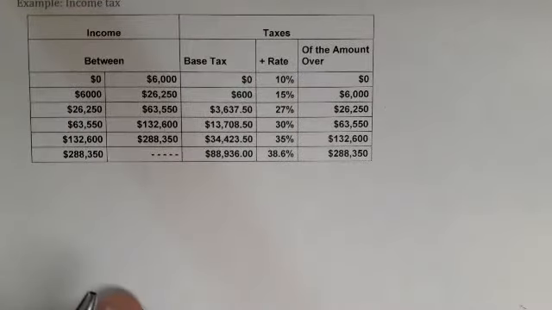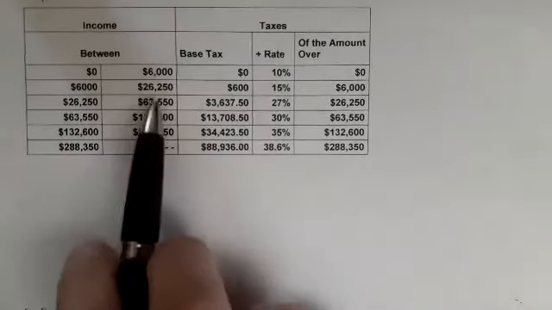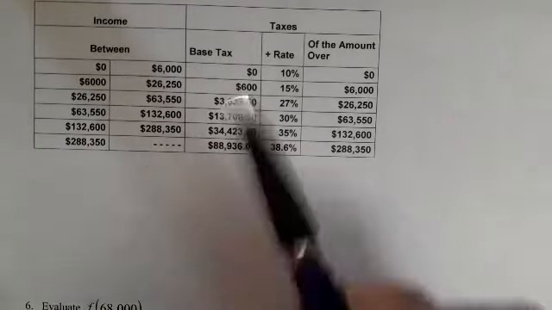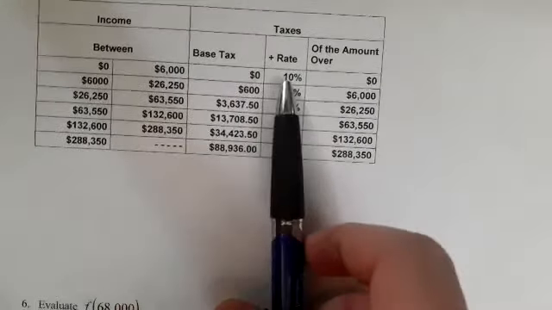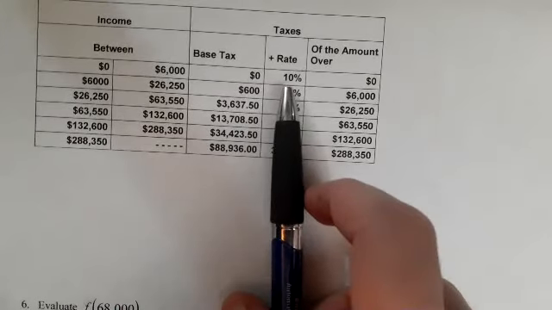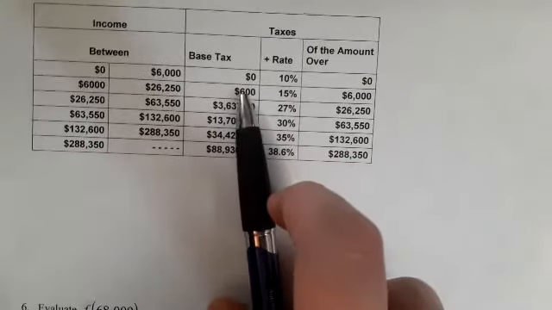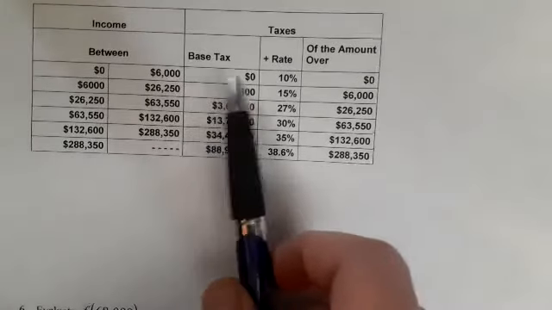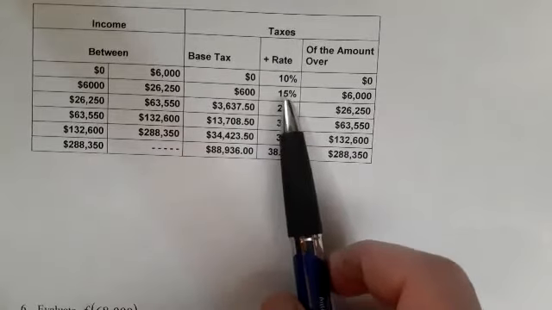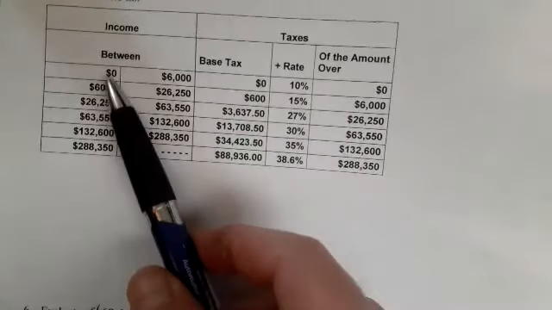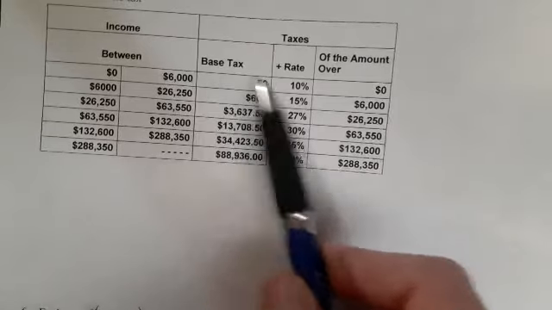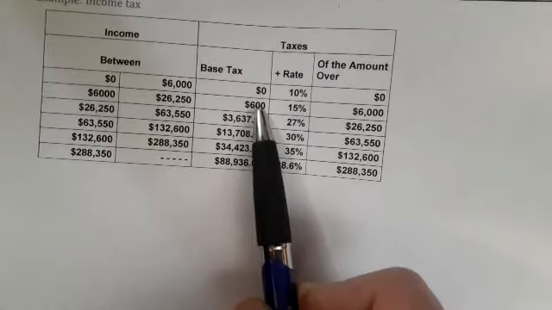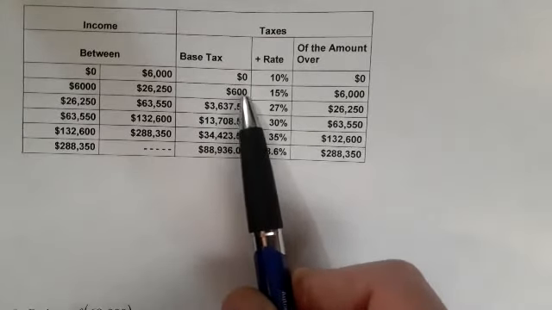And so on the first $6,000, you're going to get taxed 10%. And so if you get taxed 10% on $6,000, you might notice that's a total of $600 that you would get taxed on that. So on the next $6,000 to $26,250 that you make, you're going to get taxed 15%. But they're not going to re-tax that first $6,000 at 15%. They're only going to tax that at 10%. So we're starting out with $600 tax from the first $6,000 that you make.